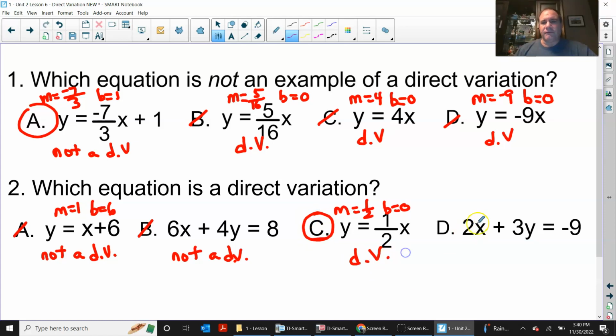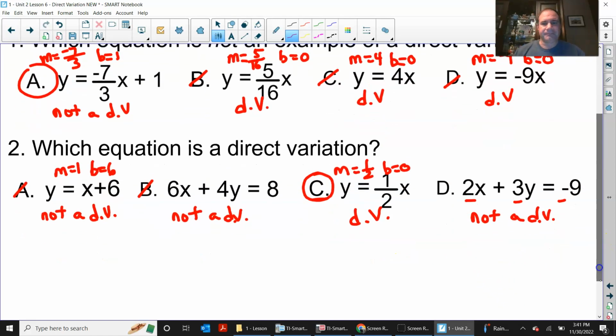And again, you have 3 numbers here. So you would subtract the 2x on both sides. You'd get 3y equals -2x minus 9. Then you divide by 3 on both sides. And you know what happens. You have a y-intercept that is not 0. And this is a linear function that is not a DV, direct variation. So the answer is C for number 2.